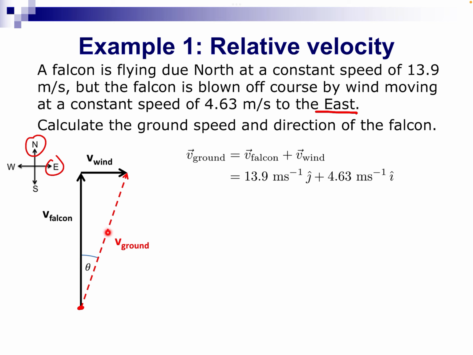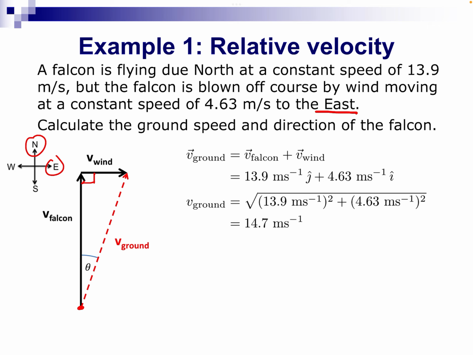Right, the V ground represents the hypotenuse of this right-angled triangle. So from Pythagoras' theorem, you can calculate the magnitude of the velocity of the falcon relative to the ground. That will give you the speed of motion of the falcon, 14.7 meters per second. And for the direction, you use the tangent of theta. Tangent theta is opposite, which is v wind, divided by the adjacent side, which is v falcon. And that gives you an angle of 18.4 degrees.